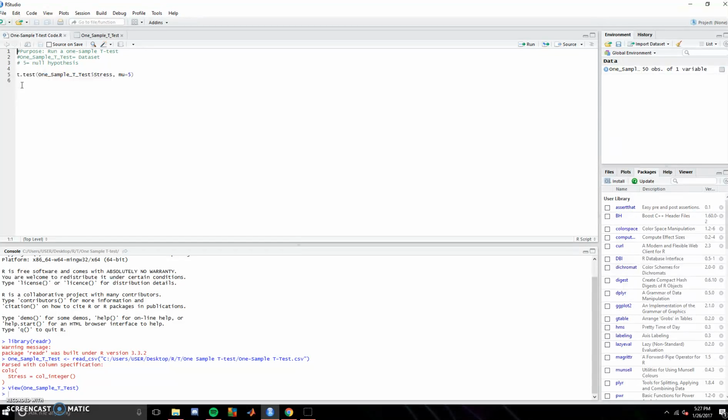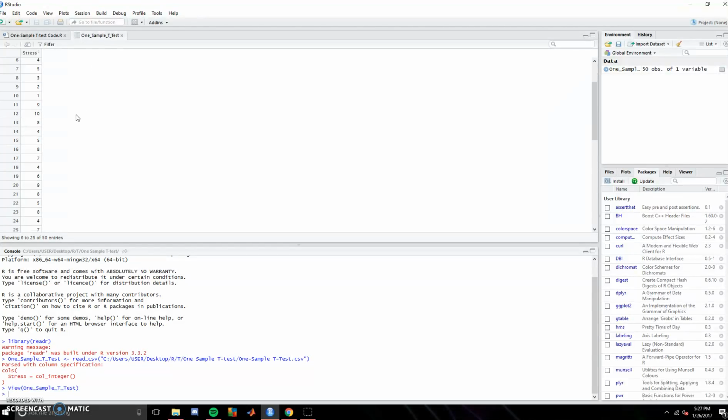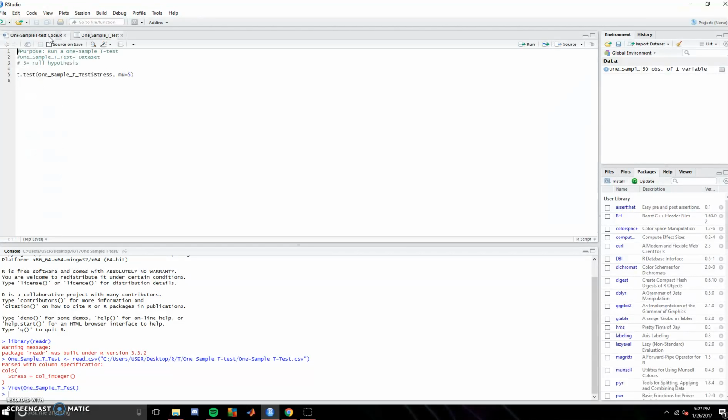In this code below, one sample t-test is the name of the dataset, which you can find right here. These are all the input values from all of the students. I exported this from Excel. So first I put this into Excel and saved it as a CSV file. And from CSV, you can easily import it into R.